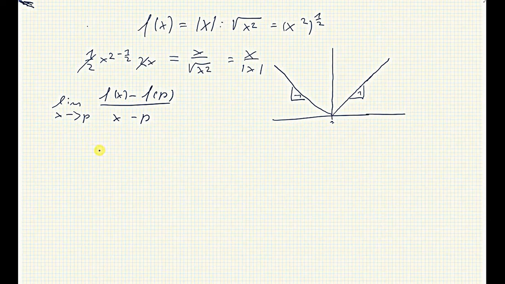So let's plug in our absolute value function, the absolute value of x minus, and our point P, of course, is 0, minus 0, over x minus 0. And of course, we can write this as the absolute value of x over x. And we see that if we plug in negative values, we get minus 1. And if we plug in positive values, we get plus 1. So this is essentially the same thing that we saw here in the plot.